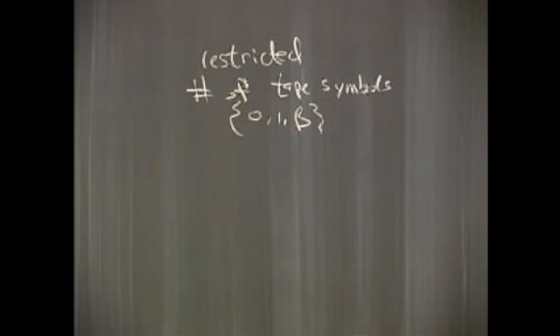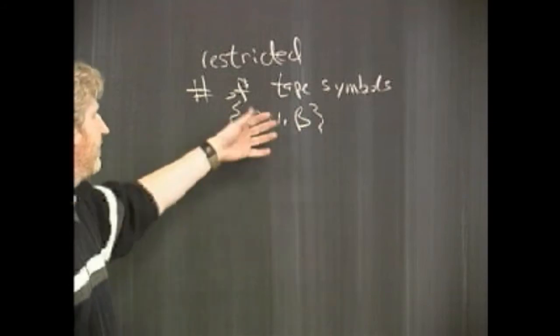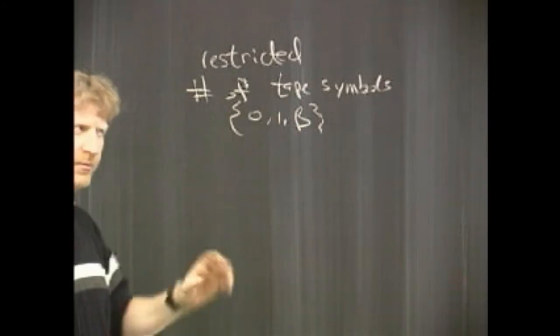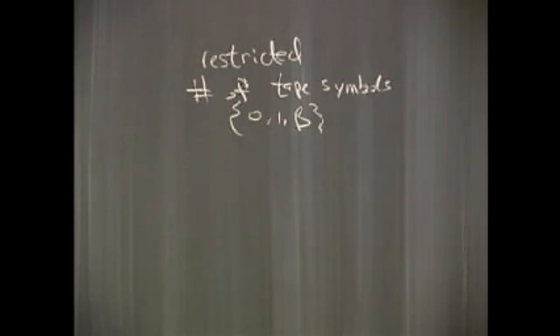Sure. Yeah, there were a lot of grad students, right, in the 60s and 70s. Yeah, no, I mean, there is a model where you say, I only want three states, but you can have as many symbols as you want. And you can probably make a trade-off like that. But you can't restrict everything.